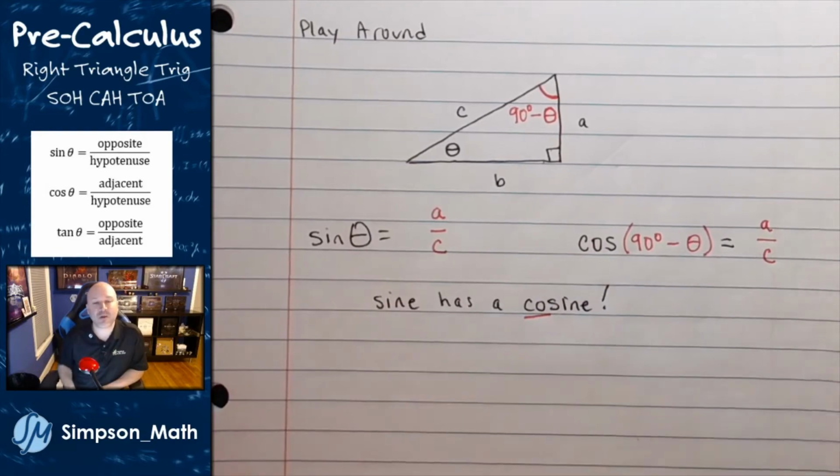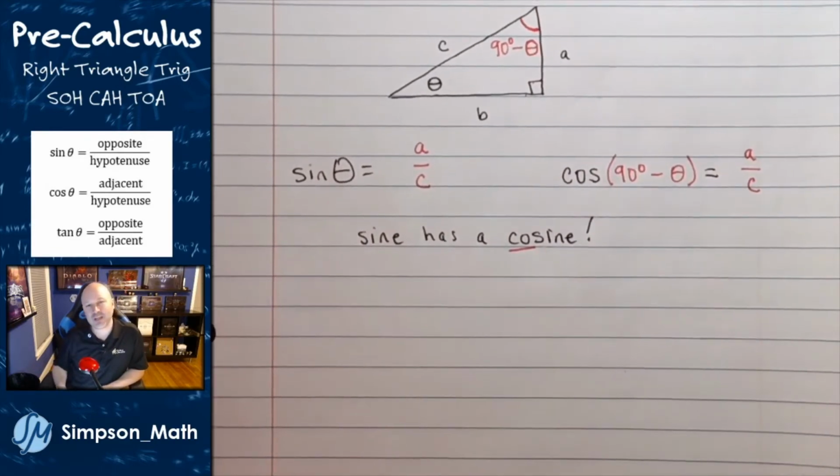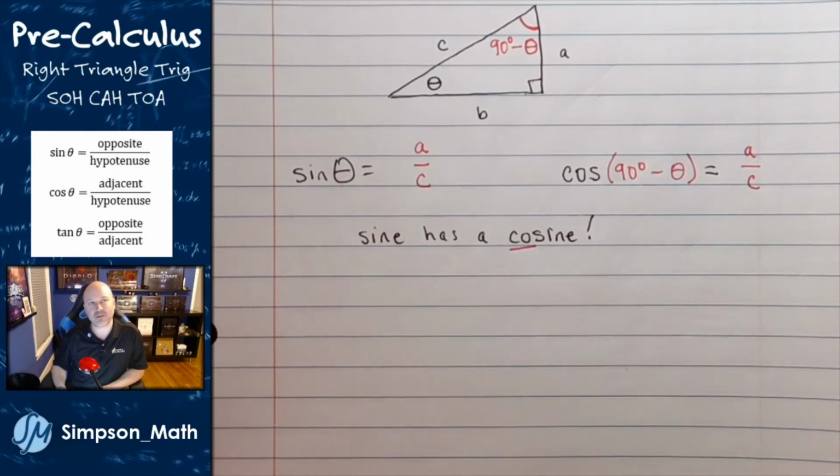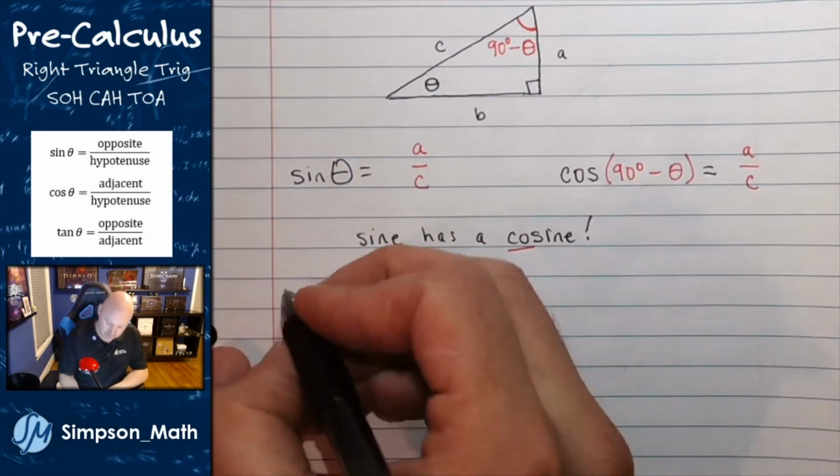And I'm about to write down some more identities. In previous videos, we've talked about quotient identities and reciprocal identities. I'm now going to give you 6 more identities, and these are called cofunction identities.